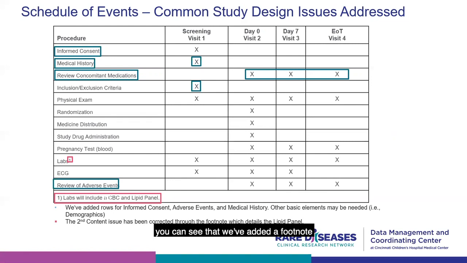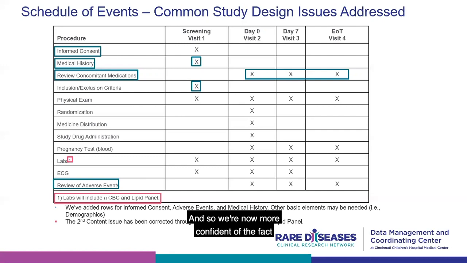For the second issue, you can see that we've added a footnote to the labs row and included the footnote that says labs will include a CBC and a lipid panel. So we now know that triglycerides will be measured on all 4 visits. And so we're now more confident of the fact that we are evaluating the primary endpoint at every study visit. So now we're going to move from the first pillar onto the second.